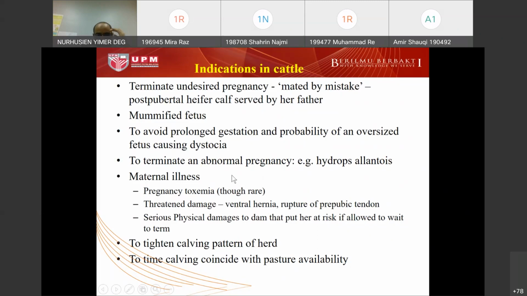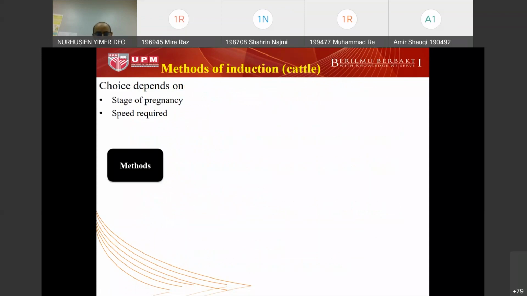Another indication is, again, hydrops of the fetal membranes, allantois, or hydramnion. Those can also benefit from induction of parturition. Maternal illness, anything related to health risk, as I mentioned before, can be attempted by induction of parturition. Of course, induction of parturition may not resolve the problem, but it can be one of the options of management. And as part of management, I mentioned that it can be used to tighten the calving period. So that is an additional indication for induction of parturition in cattle.